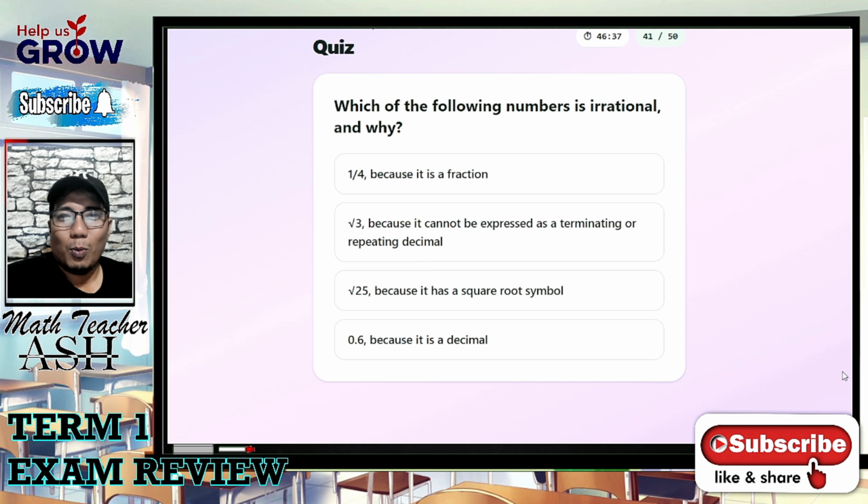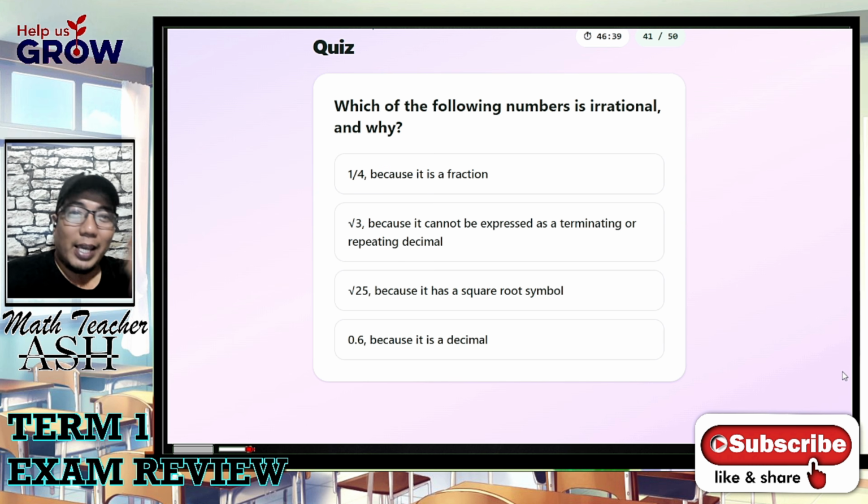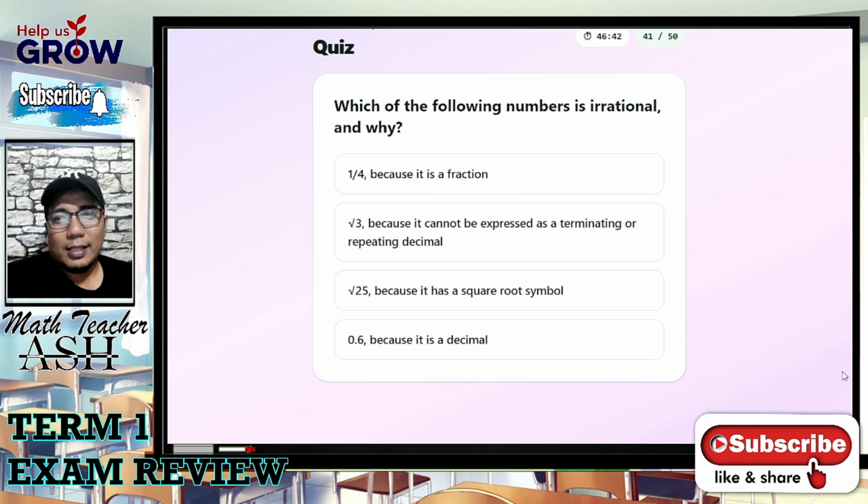Question number 41. Which of the following numbers is irrational and why? Is it 1/4 because it is a fraction? Is it square root of 3 because it cannot be expressed as a terminating or repeating decimal? Third, square root of 25 because it has a square root symbol? Or 0.6 or 6/10 because it is a decimal? Which do you think is the correct answer, my dear math learners?